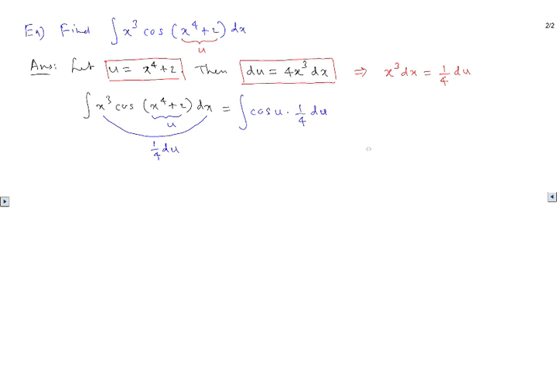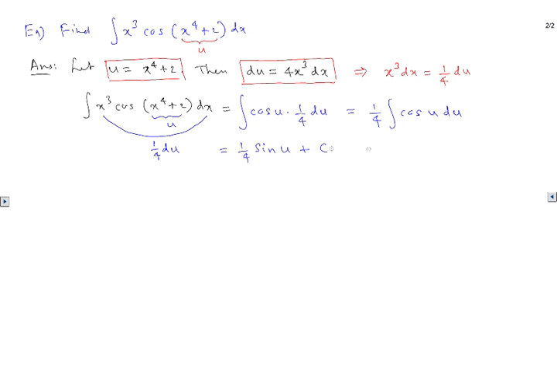So the next step is, I'm going to pull the 1/4 out, that's a constant, so you're going to get cosine u du. Now what are you going to do? Now you're going to integrate with respect to the variable u. If you do that, cosine means sine, not x, sine u plus c.